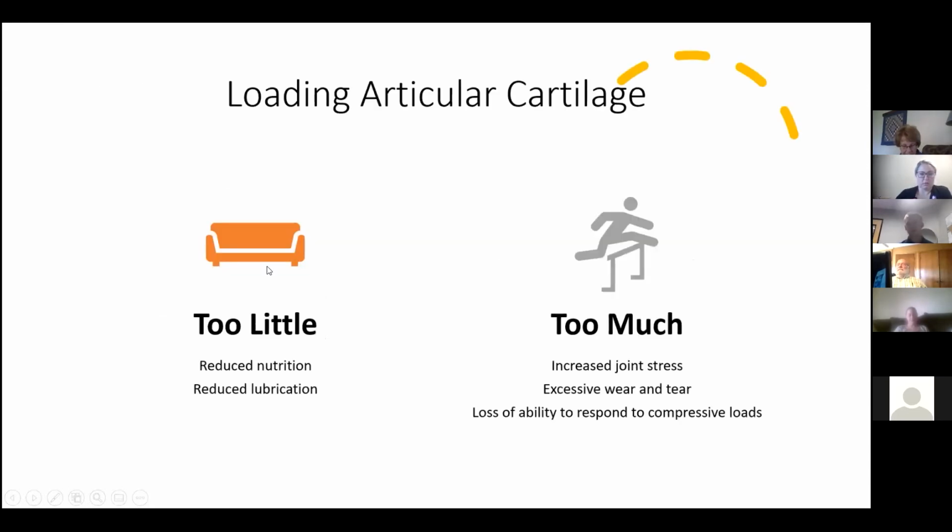So you kind of mentioned this, but too little activity, you don't get that joint nutrition, you don't get that lubrication. But if you're doing too much activity, then you're just increasing that joint stress. You get that excessive wear and tear to a joint that's already vulnerable, already damaged. And then you start to lose those tensile forces in the cartilage, and so then it just doesn't respond as well to compression, to movement, that sort of stuff. So I think the big thing is doing activity that's not too little, but not too much. That fine line of activity is really, really important.